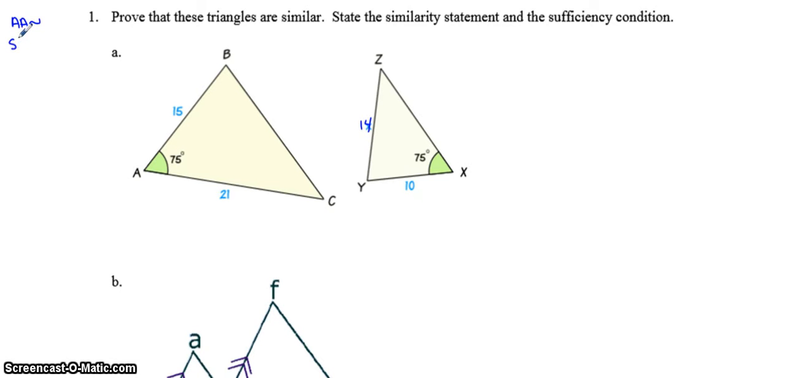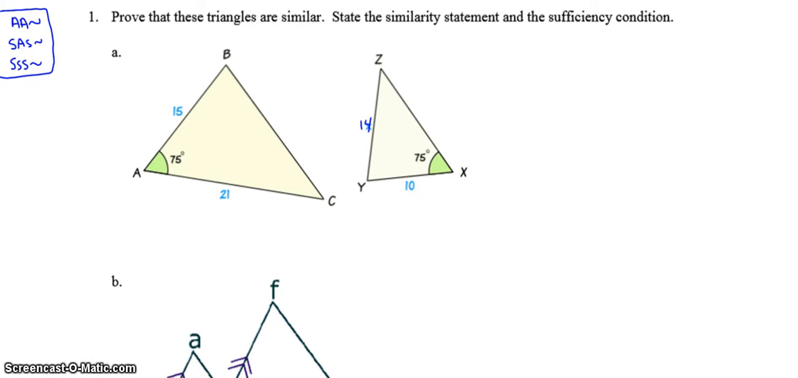The second one is SAS, which means if you can prove that two sides of one triangle are proportional to two sides of another triangle, and the angle in between those two sides are equal in both triangles, then the triangles are similar. The third one is SSS, which means if you can prove that three sides in one triangle are proportional to three sides in the other triangle, then they are similar due to SSS.